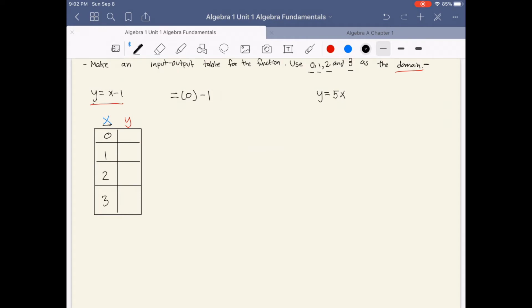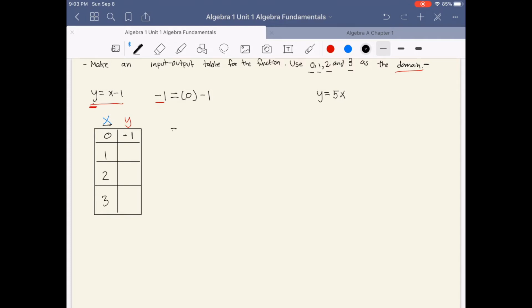Now, 0 minus 1 is what? Negative 1, right? And negative 1 is in the place of y. So you're placing y in the box with negative 1 next to 0, because you replaced x with 0 and you got the answer with negative 1. Does that make sense? Okay, let's go to the next one.